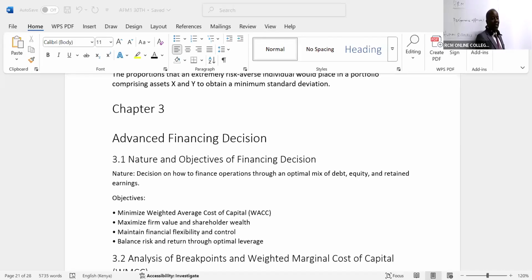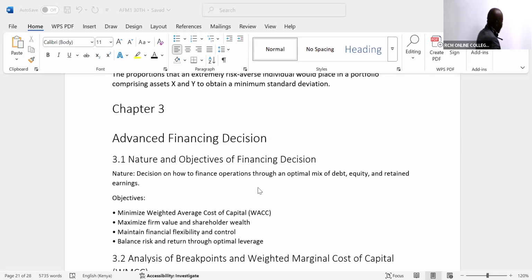So, advanced financing decisions. Ladies and gentlemen, very soon you'll find yourself being a finance manager of some of these biggest organizations. Apart from making investment decisions, yes, you have told us as Safaricom that we need to go to the Ethiopian market. The biggest question will be, how do we raise finances for this kind of a project? That is now all about these financing decisions. So, nature and objectives of this financing decision, we are writing there.